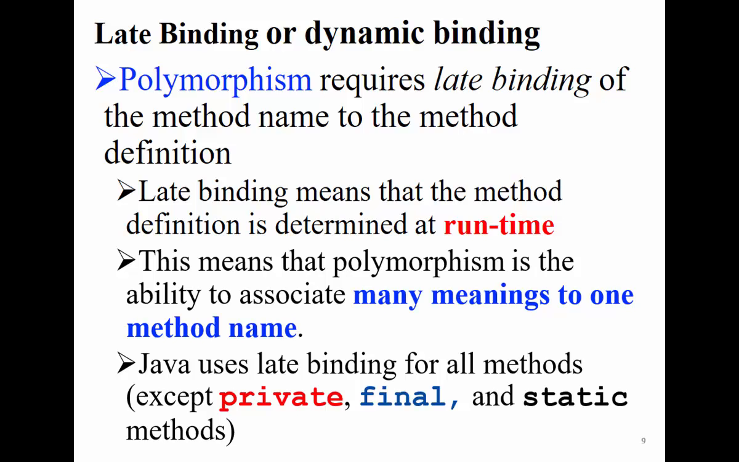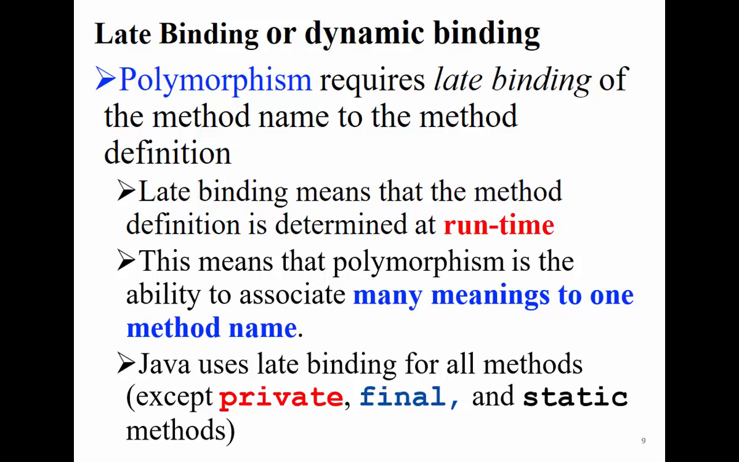But there's one restriction here. Polymorphism works fine with everything except private, final, and static. Keep this in your mind. Late binding polymorphism works fine with everything except private. Because private, no one can access from outside, so there is no point of late binding. You define it, it's only defined.